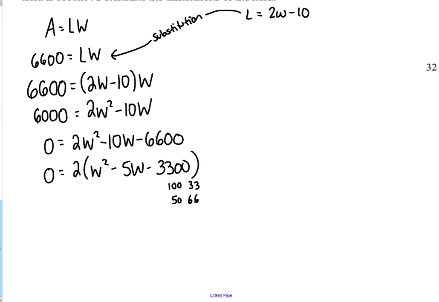110 times 30? That's still not good. Got to be closer to 50 and 55 and 60? That would do it. Okay. Because it's a simple trinomial, right? Which one is positive?